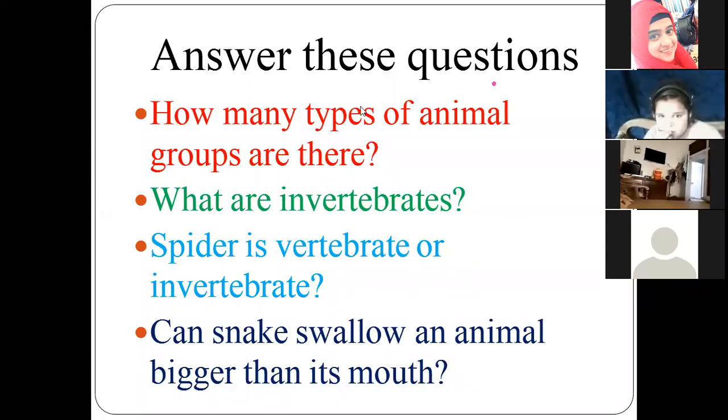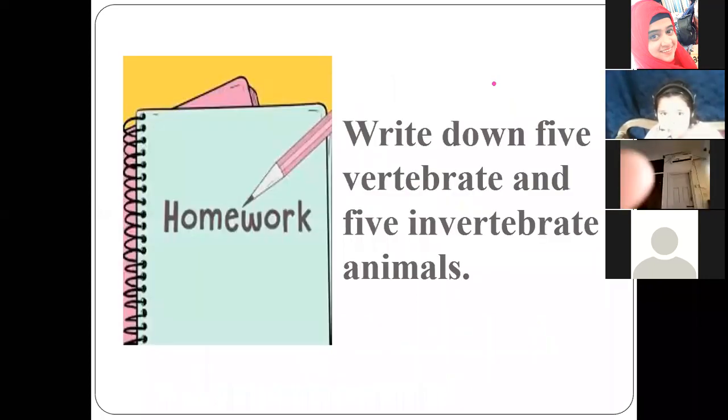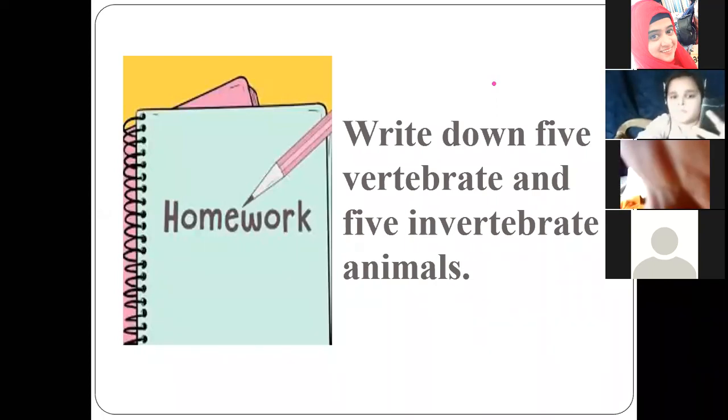So it means that all your concepts are clear. Alhamdulillah. Now moving forward, write down your homework. Write down 5 vertebrates and 5 invertebrates. You have to search for them. Repeating that the vertebrates are those animals which have the vertebral column inside their body like backbone. And the invertebrates are those animals which have no backbone in their body.